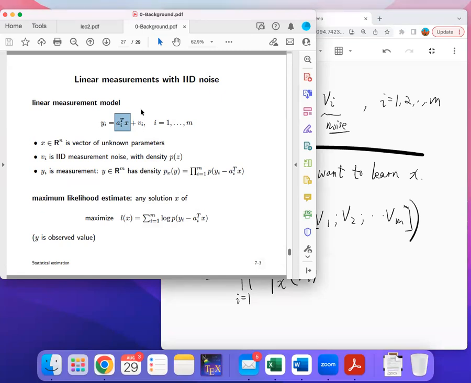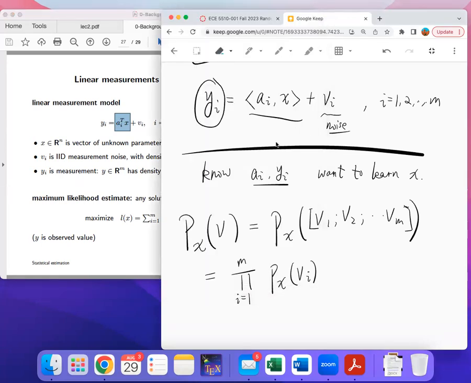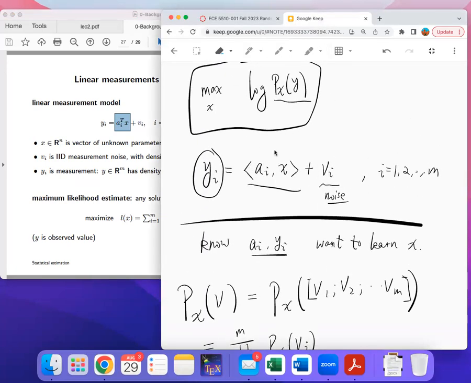So Ai is also noise? Ai is what we call the measurement vector. Ai is not noise. Ai is a vector. We use Ai to measure, to interact with the underlying object X. This is the measurement vector.